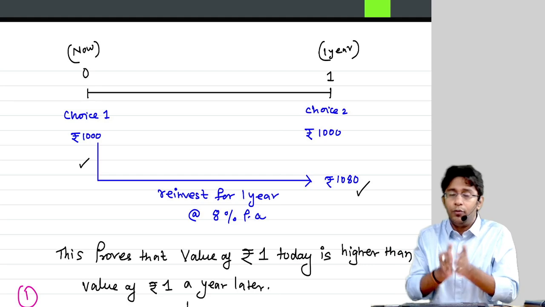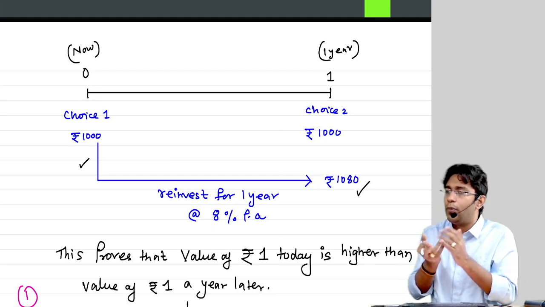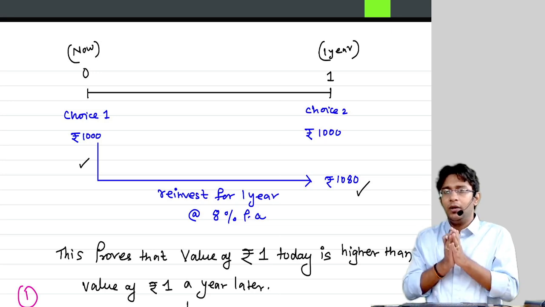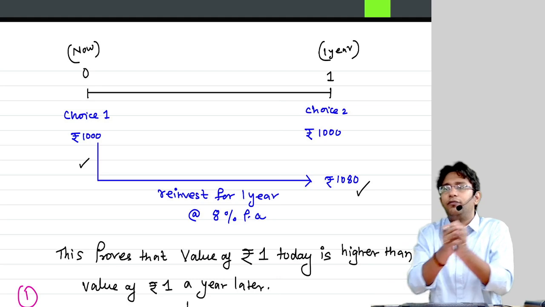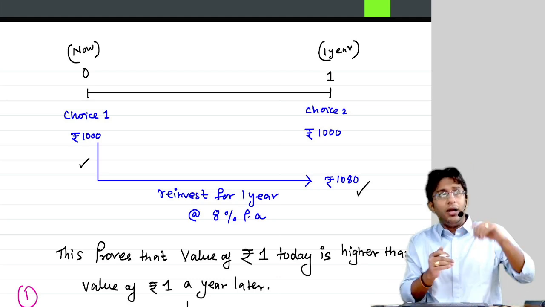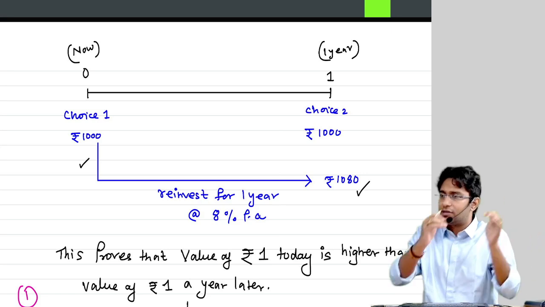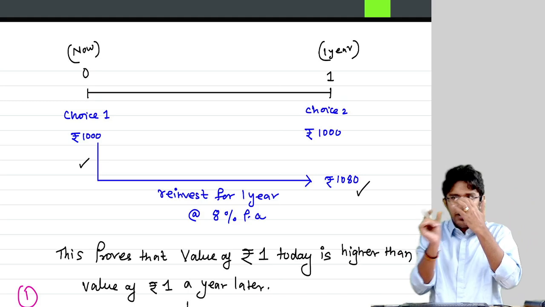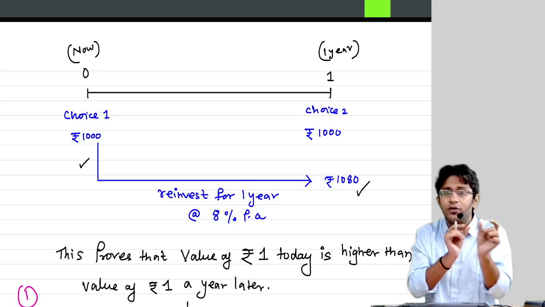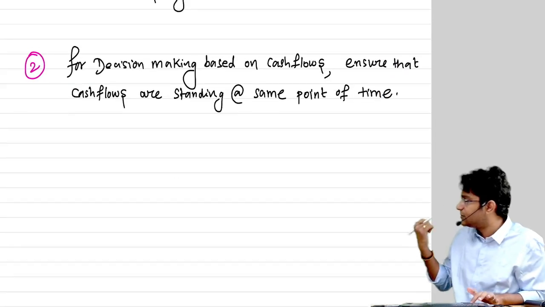For that, we have to learn the techniques of compounding and discounting. Broadly, converting a present cash flow into future is called compounding. Already what is standing in future, if you bring it to today's value, it is called discounting. This is why this movement across timelines is required.